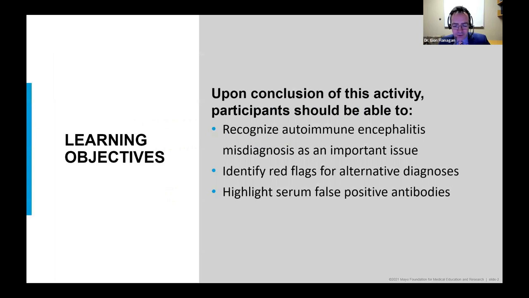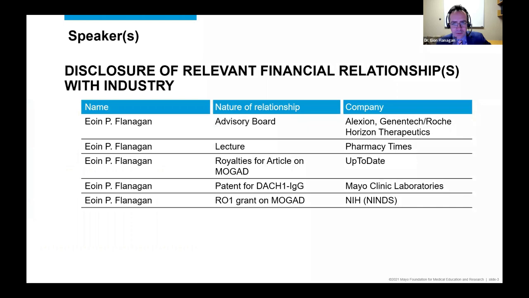The learning objectives are to recognize autoimmune encephalitis misdiagnosis as an important issue. We'll talk about some red flags that might suggest that there might be something else going on. And we'll highlight some of the antibody results that can be a bit more problematic and are not as specific as some of the other antibody results. So we'll go over some of that. These are some of my disclosures, which is not really too relevant to this talk, which will focus mostly on diagnosis.